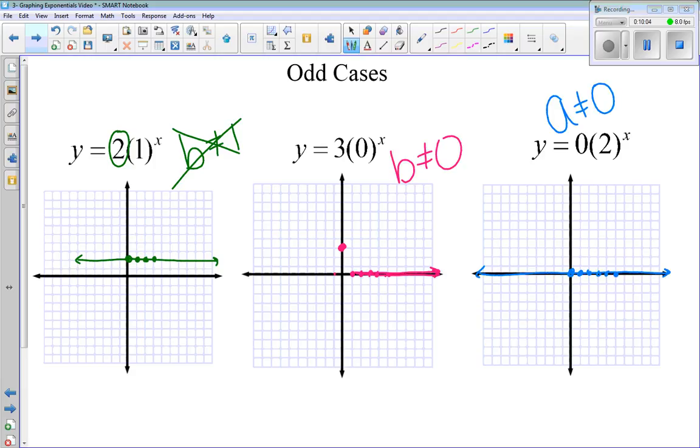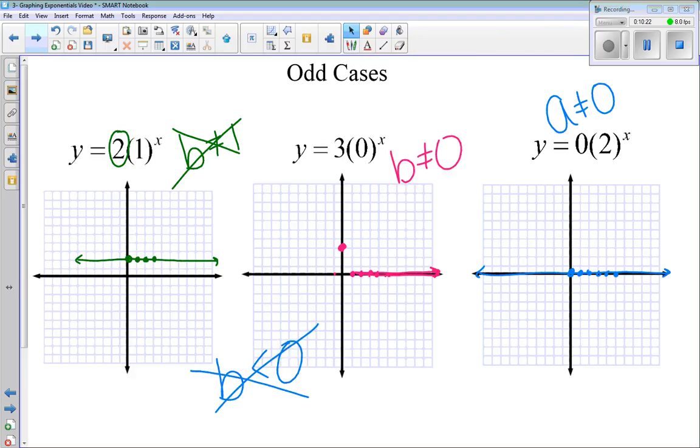So those are just some cool tricks to watch out for. You cannot have b equal to -1. You cannot have b equal to 0. You can't have a equal to 0. And while I'm not going to show this, b cannot be less than 0. That's going to be something even crazier.